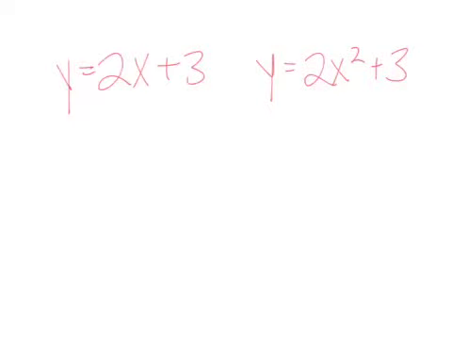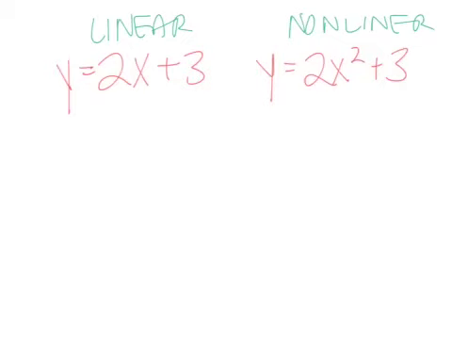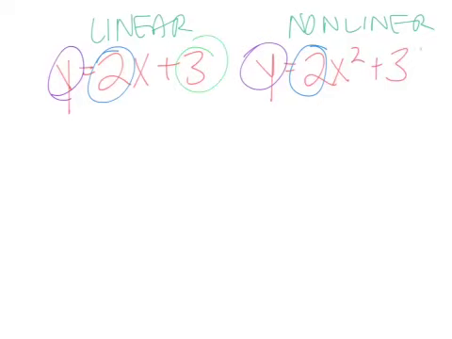And finally, I want you to look at and analyze these two. The one on the left, y equals 2x plus 3, was linear. And the one on the right, y equals 2x squared plus 3, was nonlinear. Now notice that they're basically the same thing. We have a y, we have 2 and 2, we have a 3 and a 3, and finally, notice what's different. We have an x and an x squared.